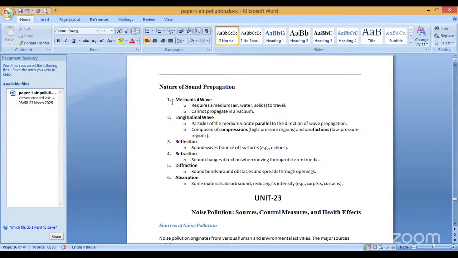Diffraction: sound bends around obstacles and spreads through openings. The next one is absorption: some materials absorb sound, reducing its intensity. Examples: carpets and curtains. This is all about Unit 22. Then, coming to Unit 23.